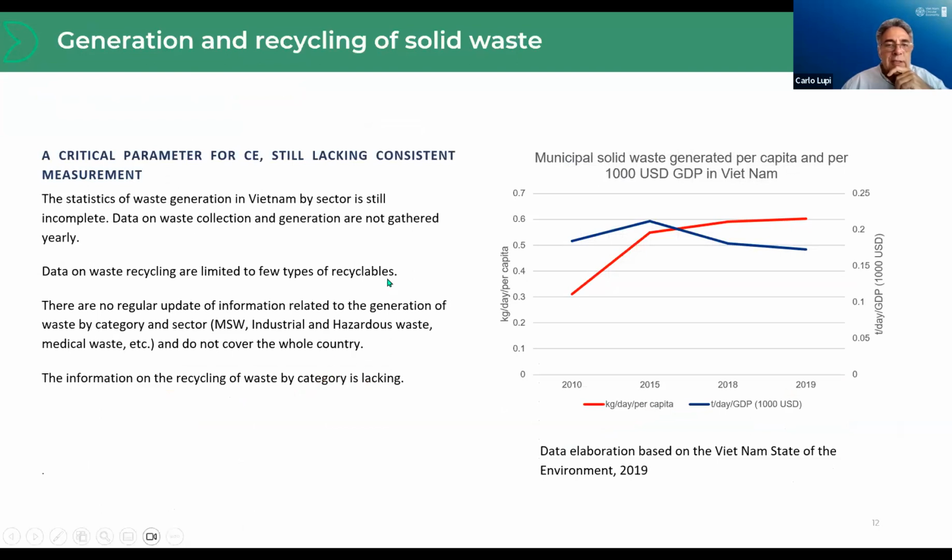I will conclude this quick overview of some indicators on the generation and recycling of solid waste. I will say that unfortunately, the statistics of waste generation in Vietnam is still quite poor and incomplete. We do have data on the generation of waste, mostly municipal waste, but we have incomplete data on waste recycling, which is limited to very few types of recyclables. We have no regular information related to the generation of waste by category.